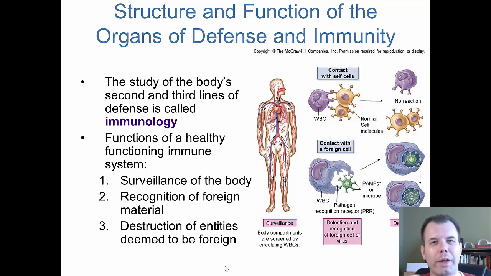So we'll talk about what is foreign versus self and all these other things. How does it recognize these things? And so this is all a part of immunology. So one is surveillance, two is identifying, and three is getting rid of. Okay, and so that's what we're going to be looking at today. And again, all these different systems interact with one another, and we'll talk about these things as we go along throughout this chapter.